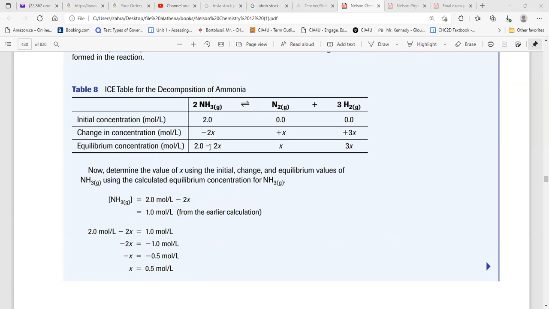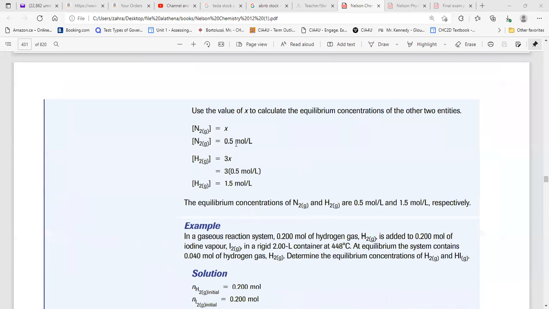We know the concentration at equilibrium of that is 1, right, we calculated it. So 2 minus 2x is 1. We solve for x. X is going to be 0.5. If we know x, it's going to be 0.5 here. And for this one, it's going to be 3 multiplied by 0.5, which is 1.5. See, we have x as 0.5, and 3x is 1.5.